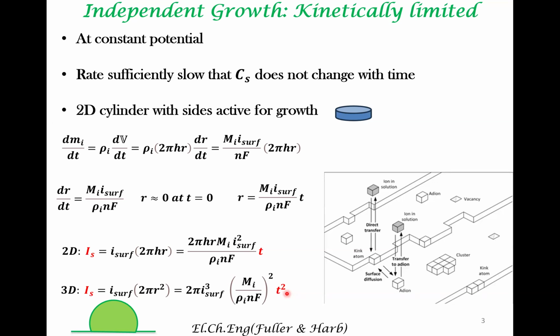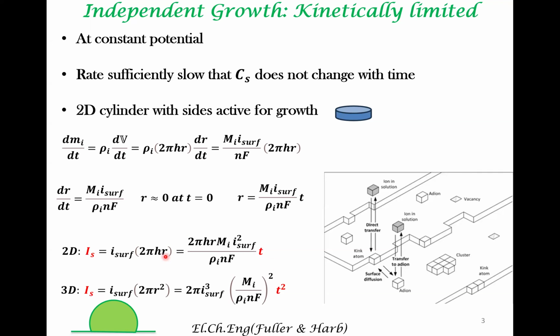So what we should be noticing is that it is very difficult to observe whether the growth is 2D or 3D. However, when we measure IS, that is a quantity that can be measured, the overall current, which is just, let's say, the number of nuclei times the current due to each growing crystallite. So that can be measured. And you can, of course, measure time.